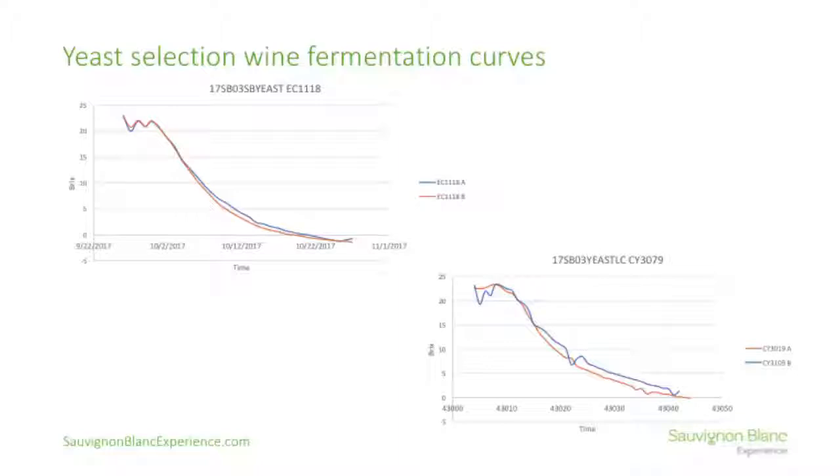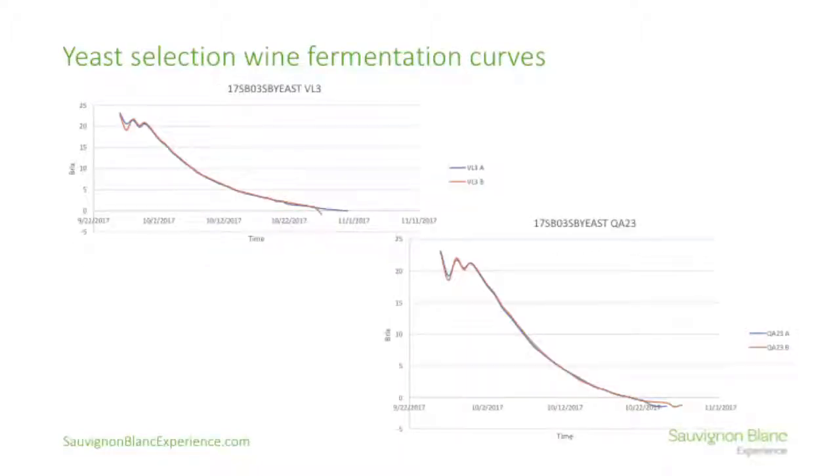So EC 1118 fermented to dryness in about 30 days, whereas CY3079 took about 40 days. So there is a 10-day difference in the speed of fermentation here. If you look at the next two, VL3 took around 40 days, whereas QA23 took around 30. So the two yeasts, VL3 and CY3079, took a little bit longer. The other two, QA23 and EC 1118, had the same speed. Just in case that makes a difference.